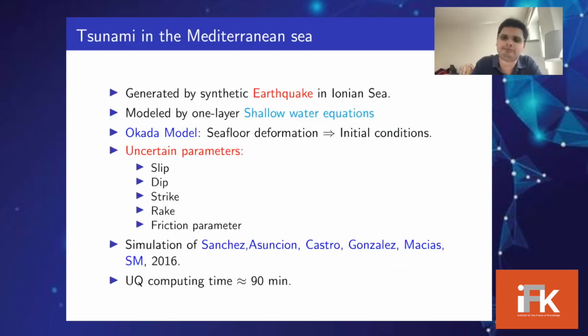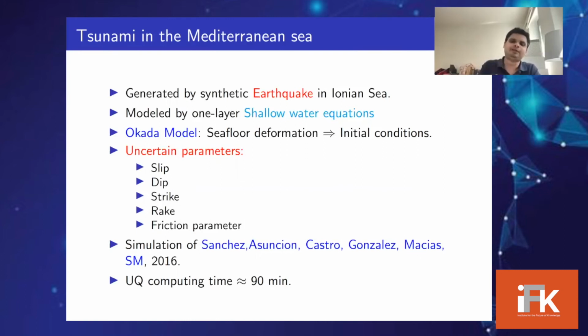So one has to describe this. One has to somehow relate the seafloor deformation with the initial conditions. And this is done by a Japanese geoscientist a long time back, Okada. So it's called the Okada model. But the point is it has several parameters. It has like 11 parameters. I'm not going into details here.